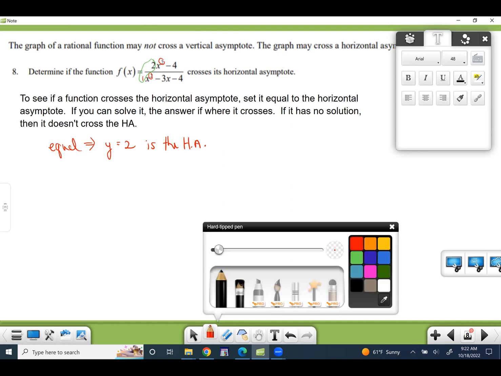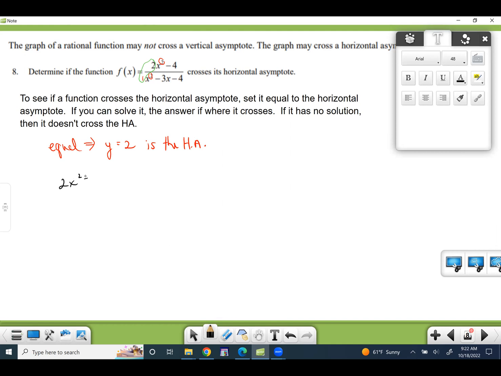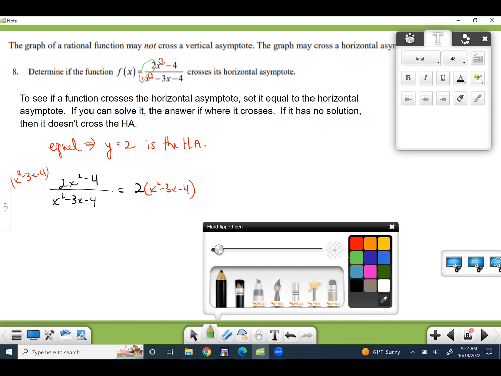So we have to set the equation equal to the horizontal asymptote. We are going to take (2x squared minus 4) over (x squared minus 3x minus 4), and set it equal to the horizontal asymptote, 2. We just have to solve this. We know how to get rid of fractions: we multiply by the LCD, the least common denominator. There's only one denominator in this case, so that has to be it, and that's going to cause the fractions to go away. So no more fraction.